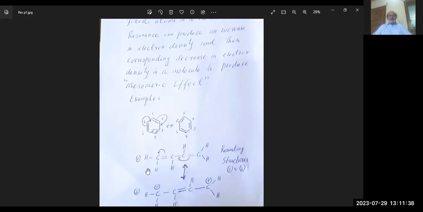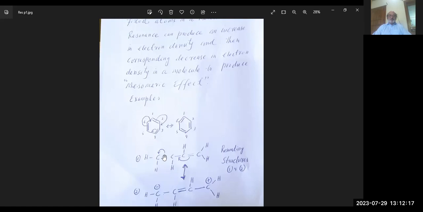Similarly, in case of a molecule like this, here we have the conjugate bonds. This is the double bond. After this, we have the single bond and then double bond. Such a system is called a conjugated system, or alternate double and single bonds. And in such types of molecules, the resonance can occur.